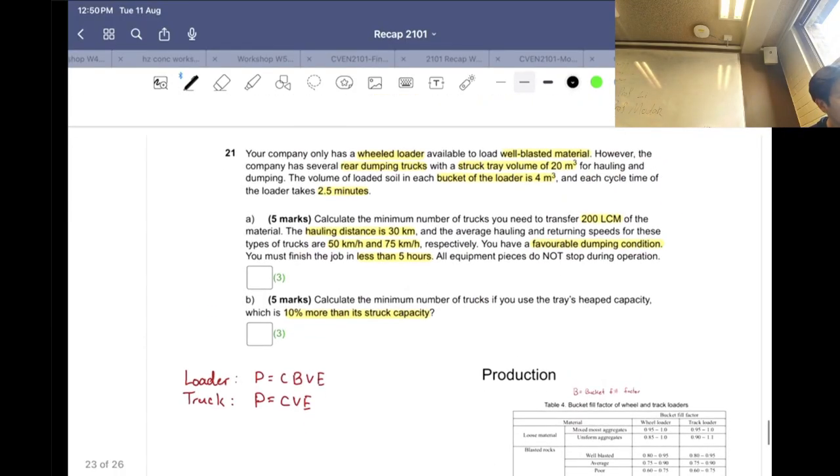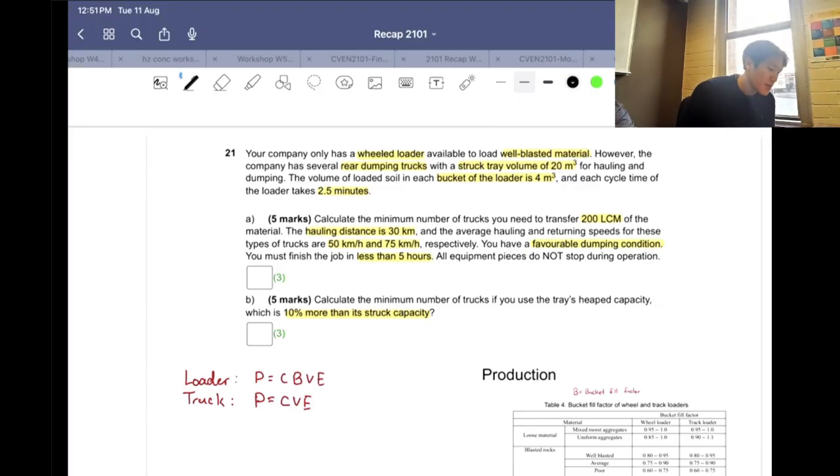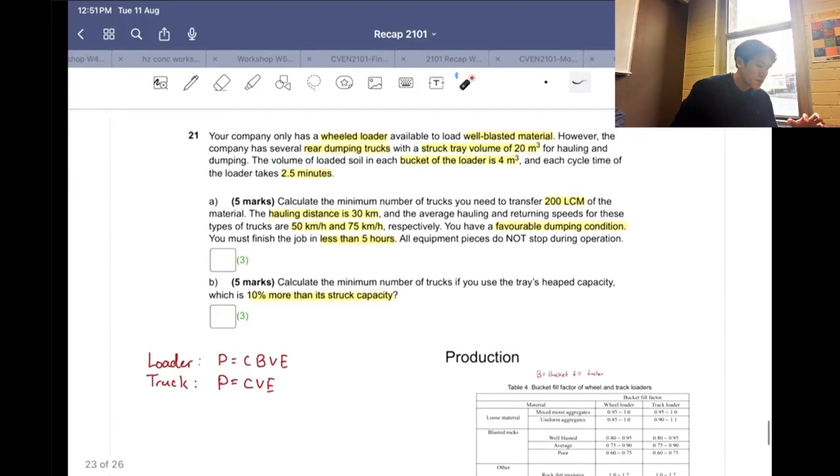So I'll just do the 2024 question 21. Your company has a wheeled loader available to load well-blasted material. However, the company has several rear dump trucks with a struck tray volume of 20 meters cubed for hauling and dumping. The volume of loaded soil in each bucket of the loader is 4 meters cubed, and each cycle time of the loader takes 2.5 minutes. Just from reading that alone, you need the loader and truck formulas for production. I like to highlight everything that's important: what's being looked at, the cycle times, the truck volume, things like that.